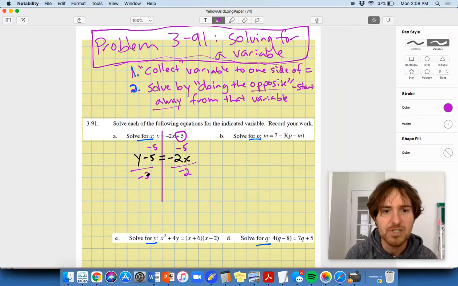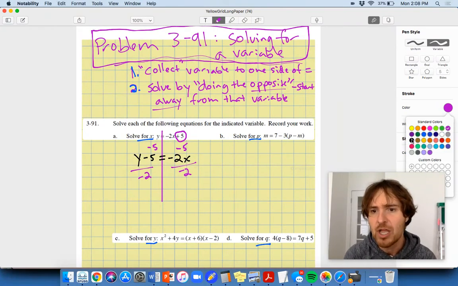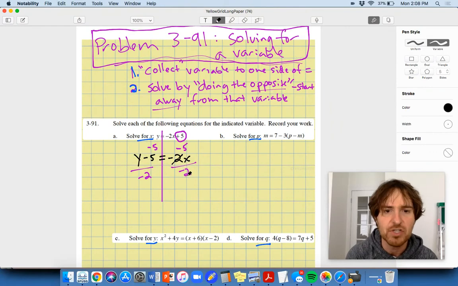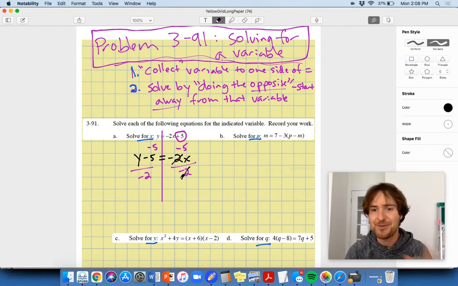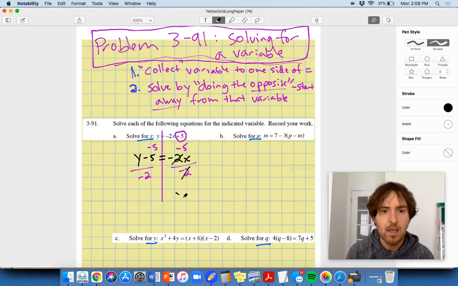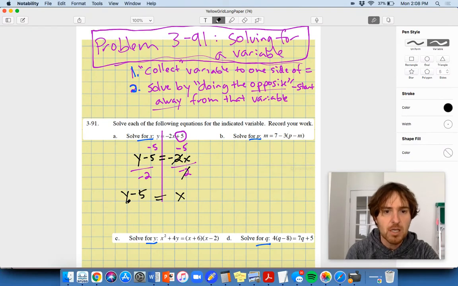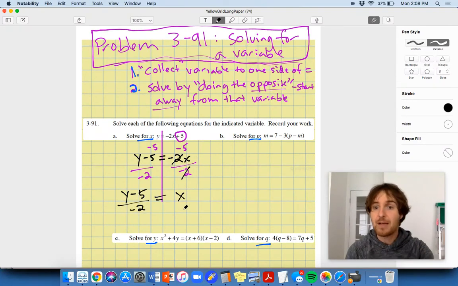Divide that side by negative 2, and hey, I got my answer. You can leave your answer as that. So negative 2 divided by negative 2, well, anything divided by itself is equal to 1. So here, instead of having negative 2x's left, we just have 1x. We're good to go. And then that equals y minus 5 over negative 2. I got my answer there.